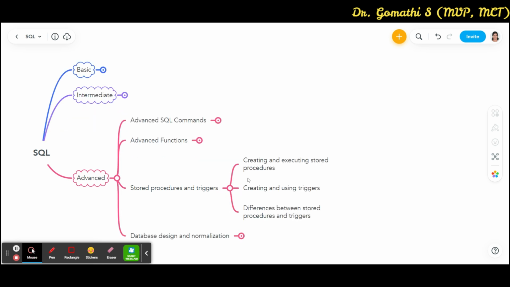Next one is the stored procedure. Creating and executing the stored procedure, how to create and execute the stored procedure, and how to create triggers. Triggers are important. The difference between stored procedures and triggers is also important.